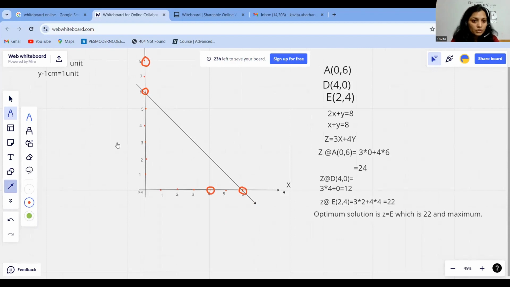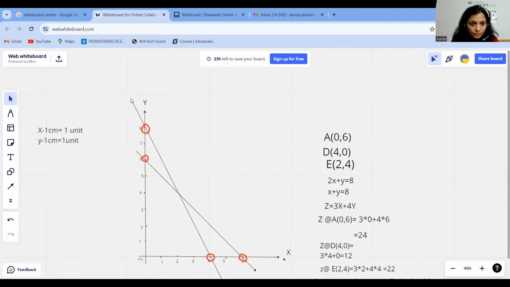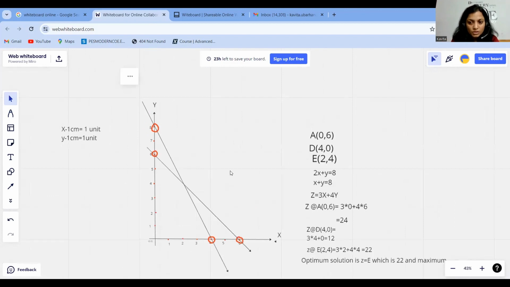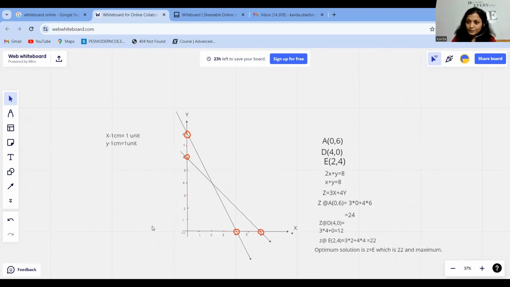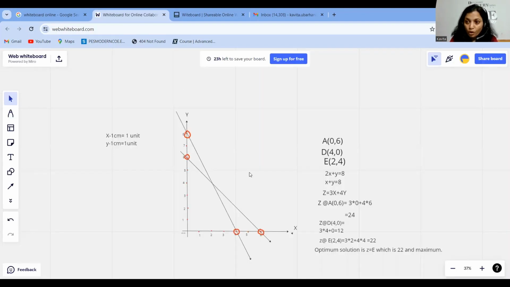Okay, so we need to join these 2 points to get the plotted line of equation number 2. So this is your equation number 2 line. I hope you all are with me, you're getting me. Okay, so these are the 2 equations of a line.